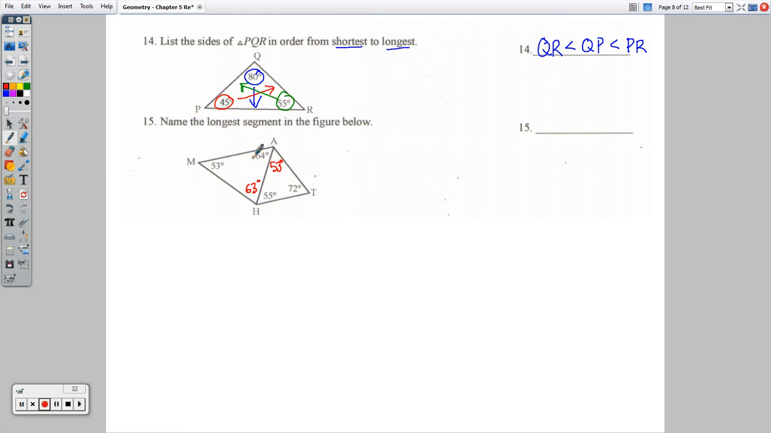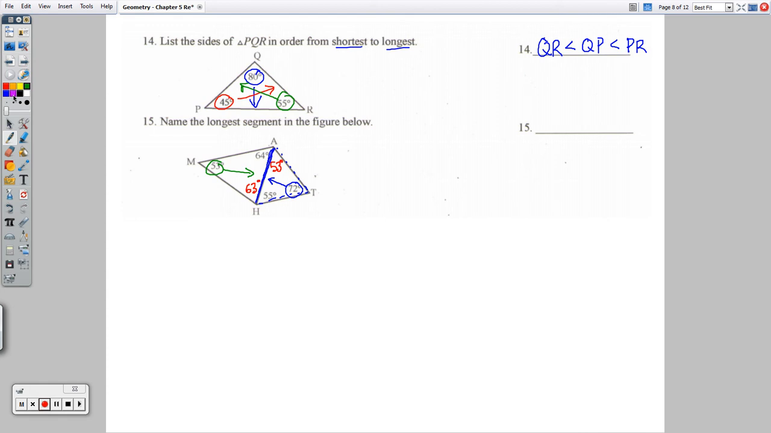So if we look at all that information in the picture, the longest segment in the figure, well, we have in this smaller triangle, the one that would be the biggest would have to be across from the biggest angle. So AH would be the biggest in this blue triangle right here. So we would say AH in that smaller triangle is the biggest. However, if we look at the other triangle, in that triangle, that has to be the smallest because it's across from the smallest angle. So this one might be the biggest in this triangle, but it gets trumped in this one because that's got to be the smallest in this triangle.